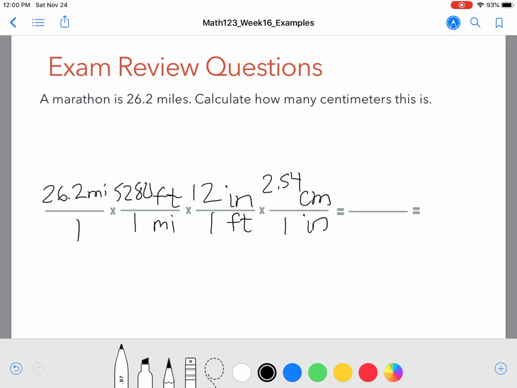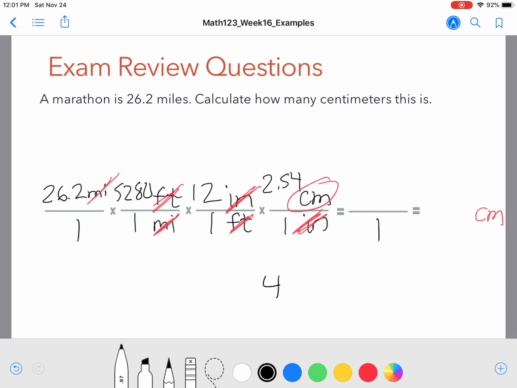So then this is actually really easy to multiply because I'm just left with 1 in the denominator. And then let me pick a different color real quick. If we look at what's going to happen, miles go away, feet goes away, inches goes away, and I'm left with centimeters, which is exactly what I wanted. So all I'm going to do is multiply this in my calculator. So I get 26.2 times 5280 times 12 times 2.54, and I get a quite large number.